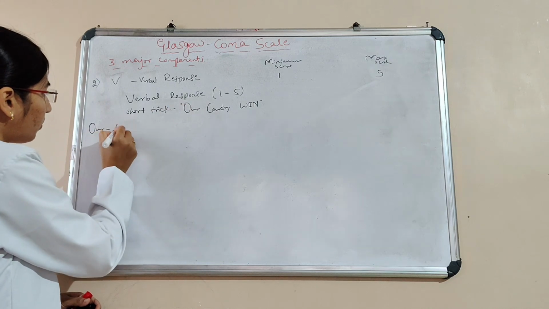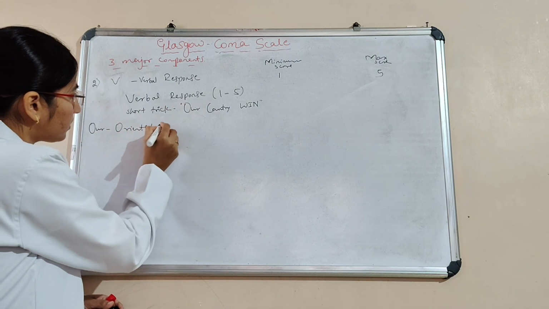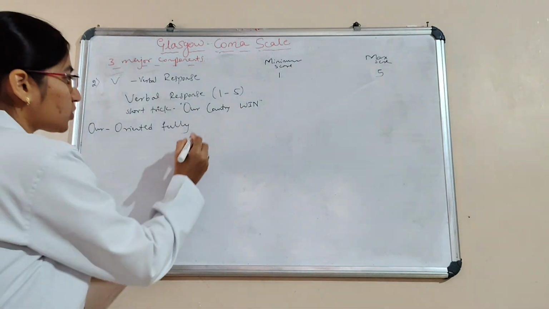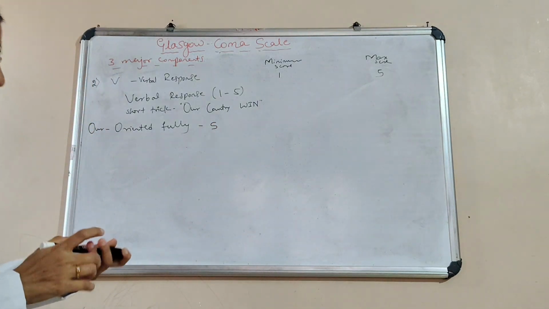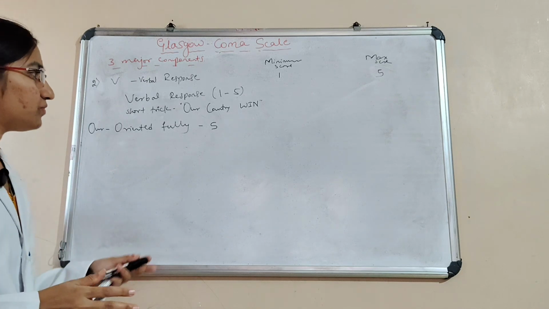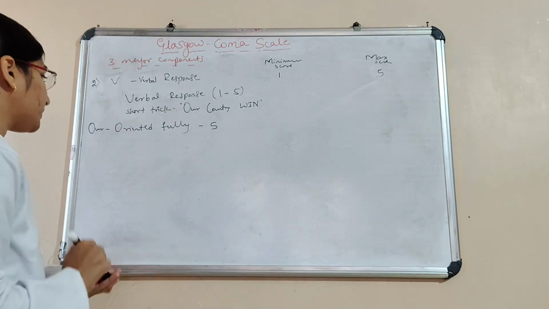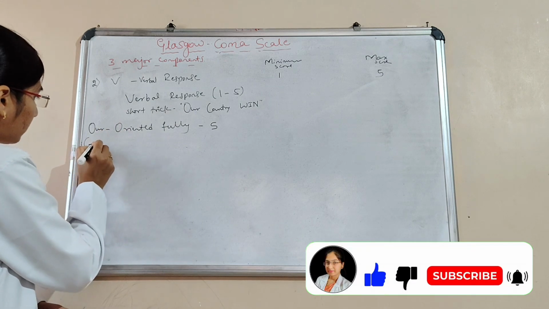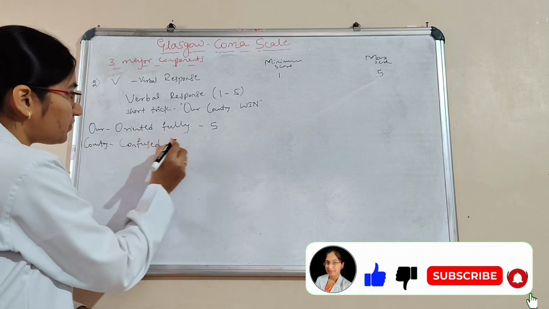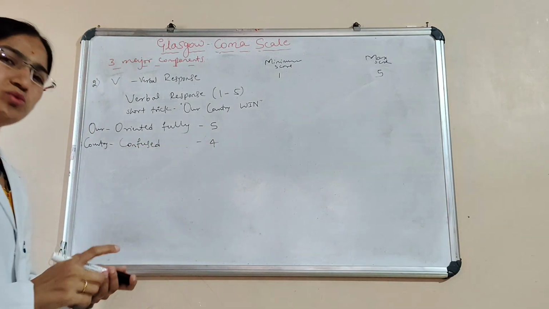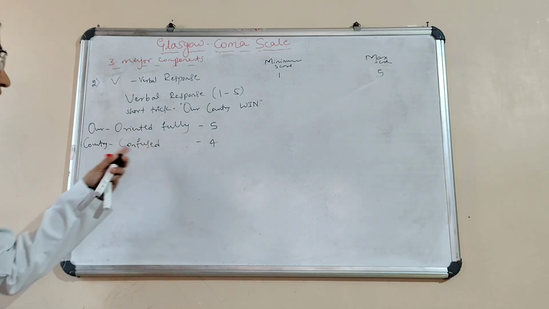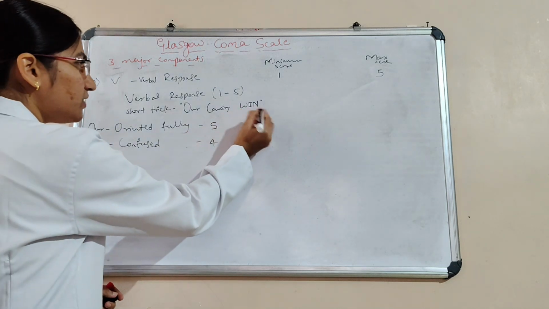Here O stands for oriented, fully. We can give the maximum score, that is 5. Oriented fully in the sense that if you ask what's your name, that person will tell his name correctly. And then country: this C stands for confused. We give score 4. Confused means, if you ask what's your name, he will tell his name but with confusion. That is a confused state.